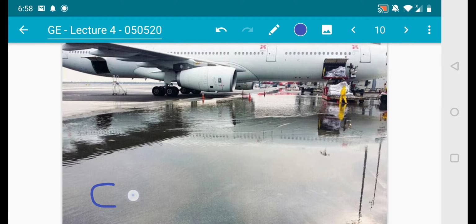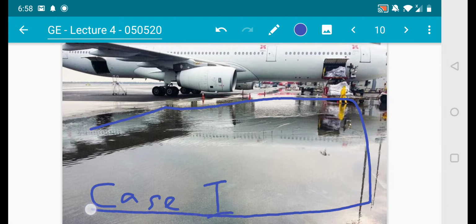This is case number one. What do you see here? So there shouldn't be this water on the runway.